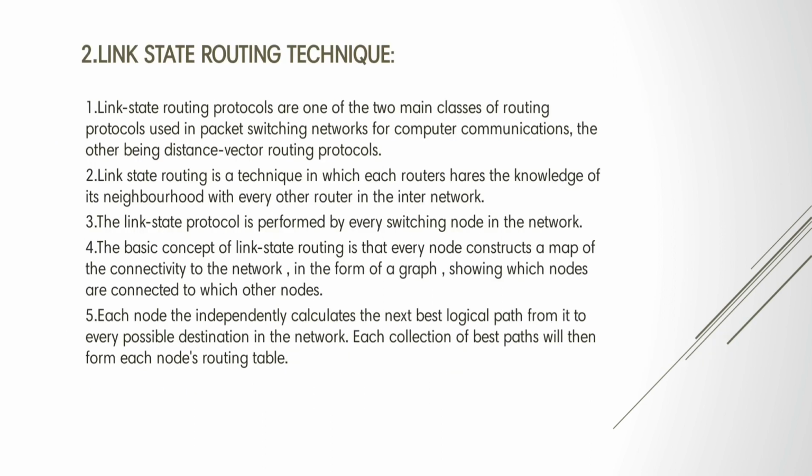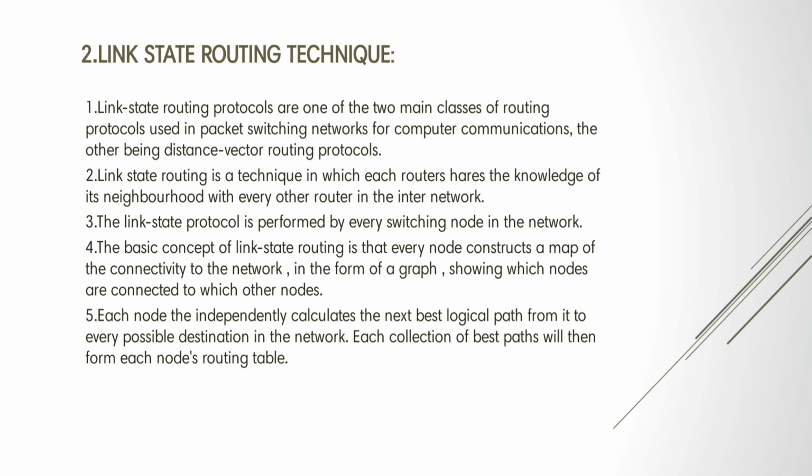Next, we will see about link state routing techniques. There are two main classes of routing protocols. One is link state routing protocol and another one is distance vector routing protocol. Here, packet switch networking is used for computer communication. Now, let's see about link state routing techniques. It's a technique in which each router has the knowledge of its neighborhood with every other router in the internetwork.